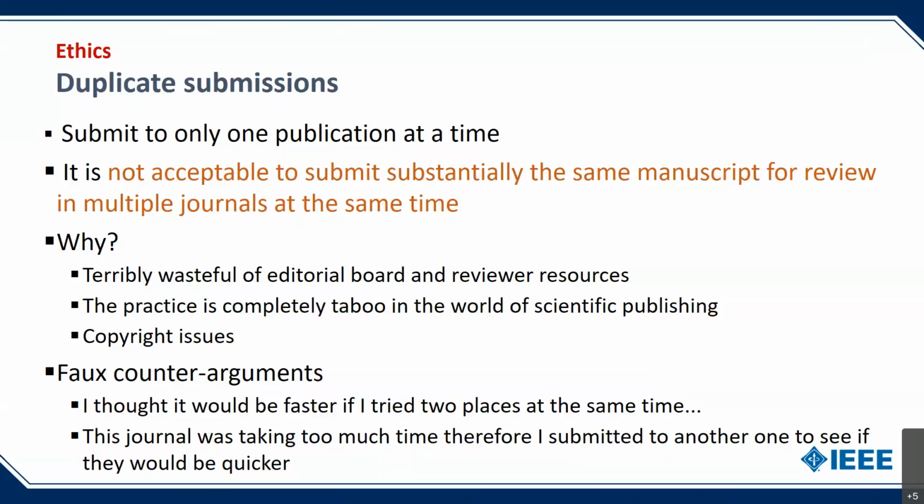Some fake counter arguments that you may encounter. Some people may say, okay, I thought it would be faster if I tried two places at the same time. Well, that's not acceptable. In the scientific publishing communities, it is not acceptable to waste everybody's time just because it's faster for you. You may say, okay, this journal was taking too much time, therefore I submitted to another place to see if that would be quicker. Well, what you can do in that situation is withdraw your work from the journal, and you have to do that before you submit to the other one, okay?